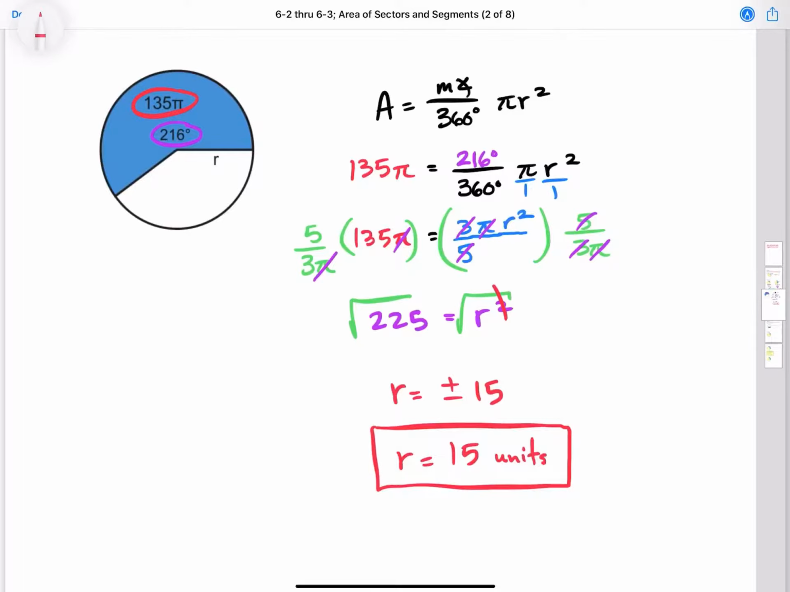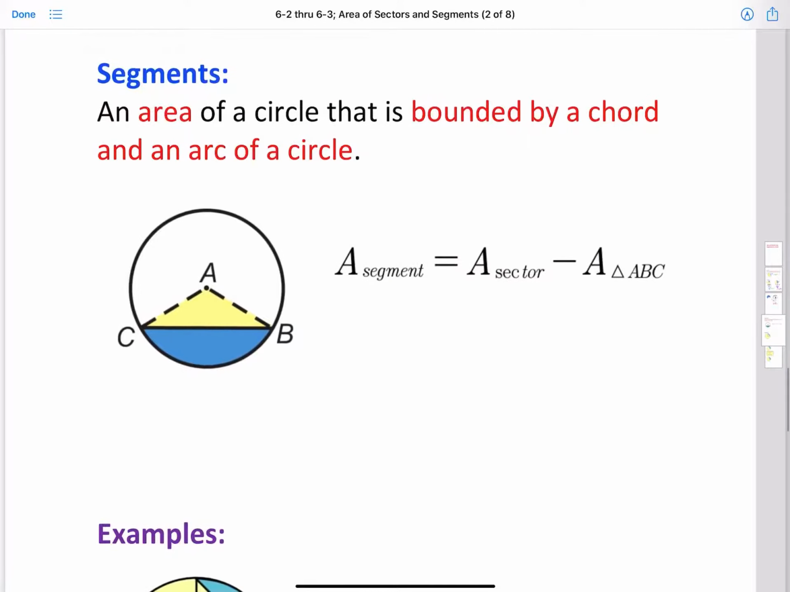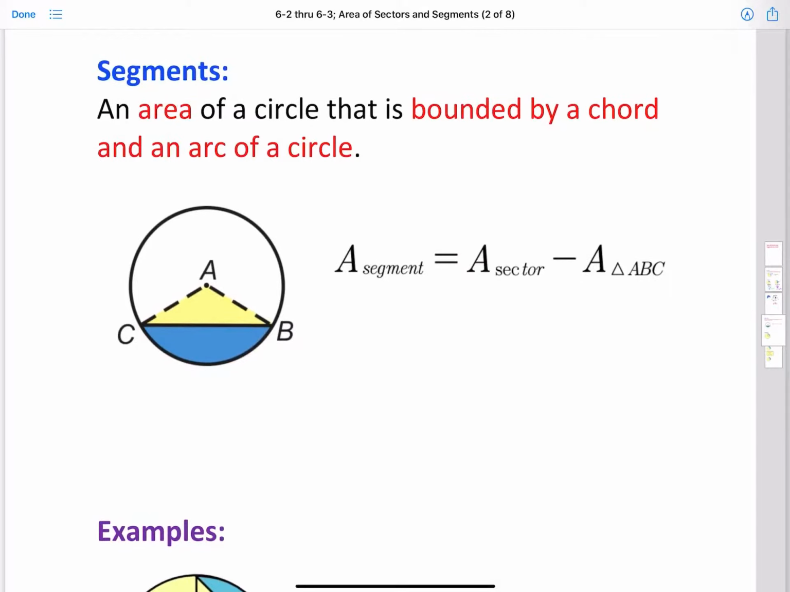Now let's take a look at a segment. Now, segment means a piece of something. So what we're going to do is we're going to take a look at a piece of the area of our sector. In other words, it's an area of a circle that is bounded by a chord and an arc of a circle. So what we have here is we have our chord, which is BC. In this particular case, let me go ahead and draw that right over here. So here's our chord BC or CB, and it's bounded by the arc with those endpoints here. Okay, so we're trying to find the area of this segment right over here.